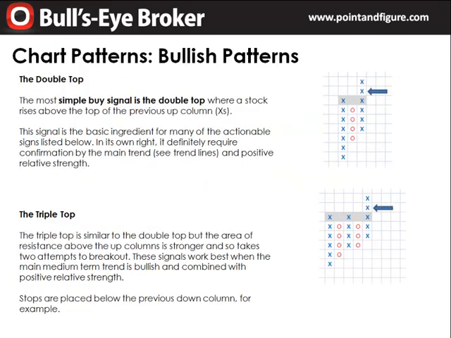Now that we have a basic understanding of how to construct a point and figure chart and have gone over some of the basics of trend lines, let's talk about chart patterns. We're going to start with some bullish patterns. The double top. The double top is the most simple buy signal. It's where a stock rises above the tops of two previous up columns.